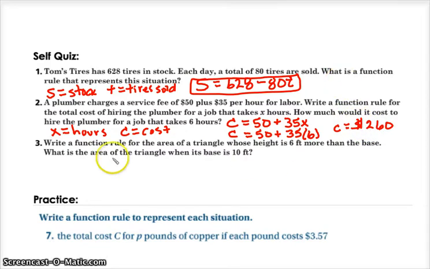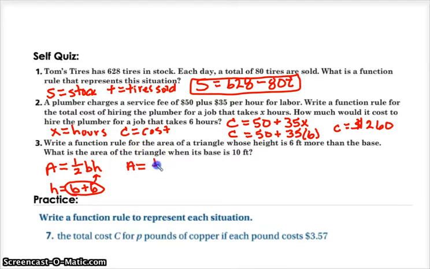All right, last one, number 3. We're talking about the area of a triangle whose height is 6 more than the base. We think back to what the area of a triangle is. The area of the triangle is 1/2 the base times the height. So if the height is 6 more than the base, that means the height equals the base plus 6. I can take what the height equals and plug it in, so I'm only left with 2 variables. So I'm going to take b plus 6 and stick it in for h.